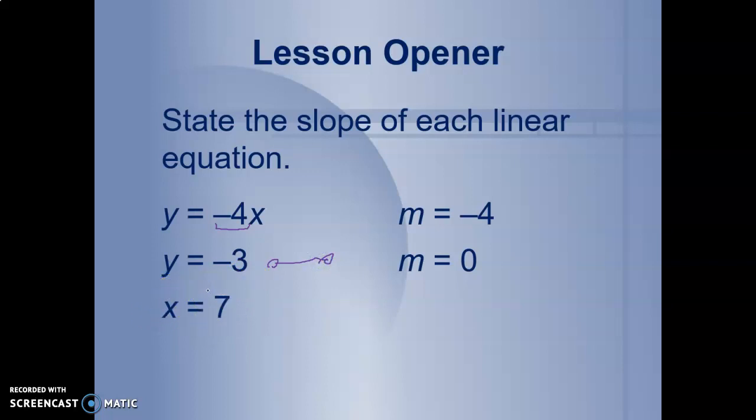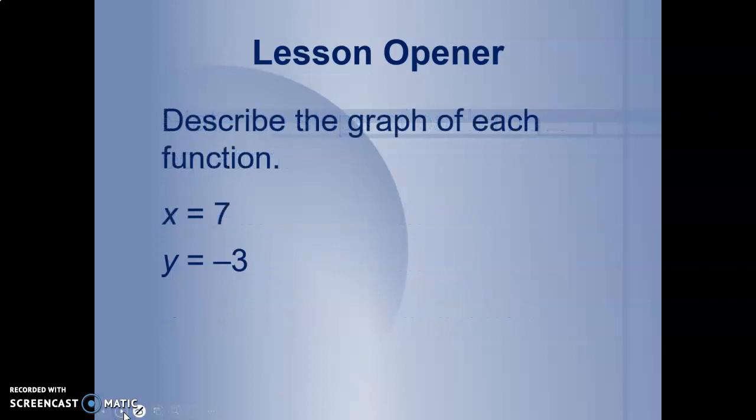Again, when there's just one variable, the line is not slanted. It's either horizontal, like y equals negative 3, or it's vertical. So 7 is like that. And the slope of a vertical line, hopefully you remember, is undefined. Now let's describe the graph of each function. How would you describe x equals 7?